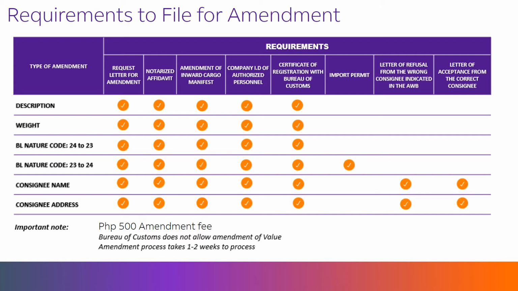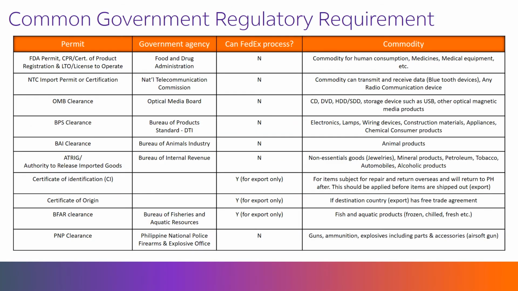It will pass through the review of several customs officials who shall decide and grant the approval. All amendments are subject to a 500 peso amendment fee. There is no process of amendment of declared value. An importer must secure the proper regulatory requirement prior to the arrival of the shipment in the Philippines. Otherwise, it will cause delays in the clearance of the shipment in customs.